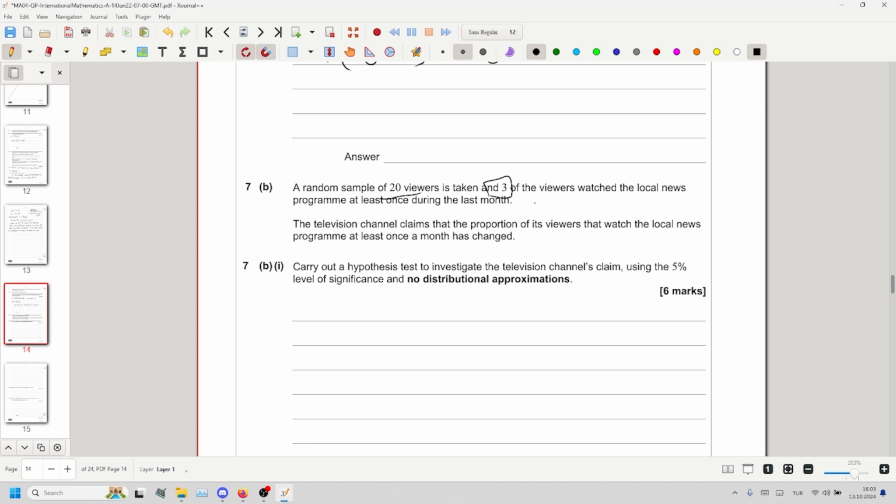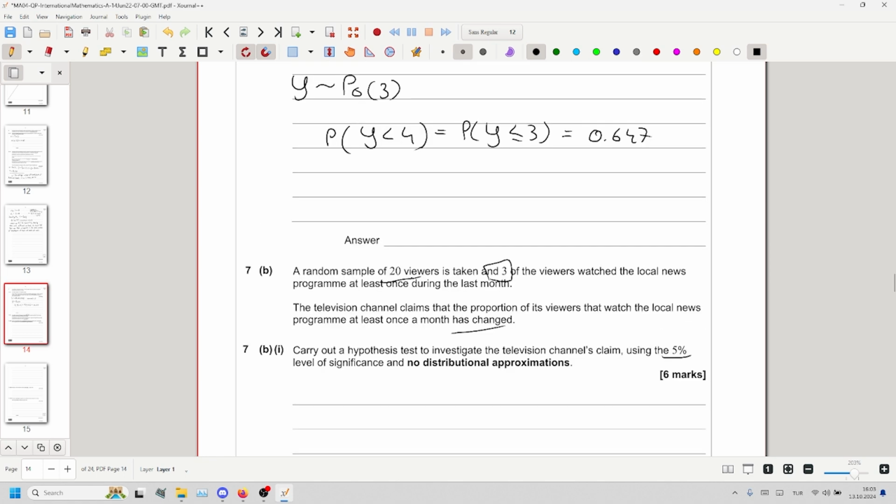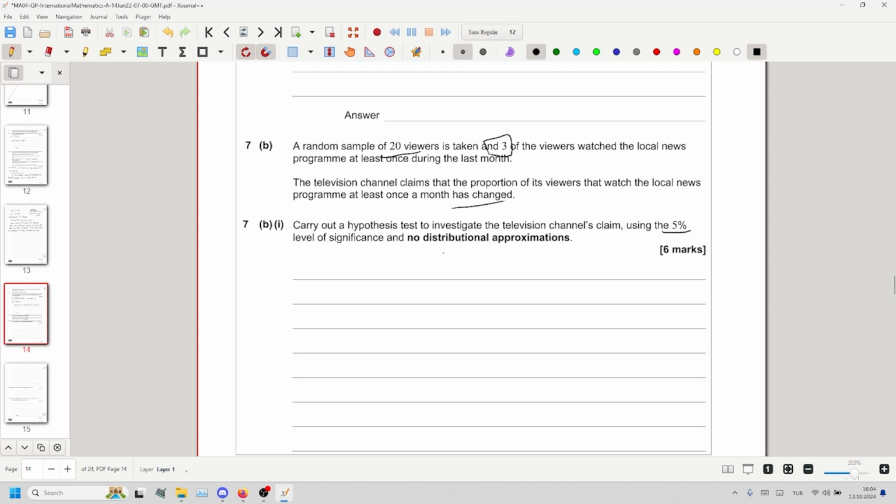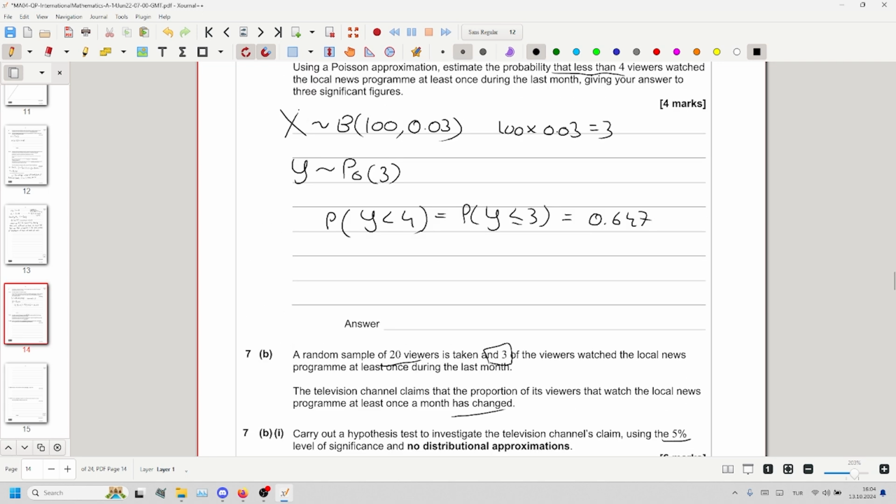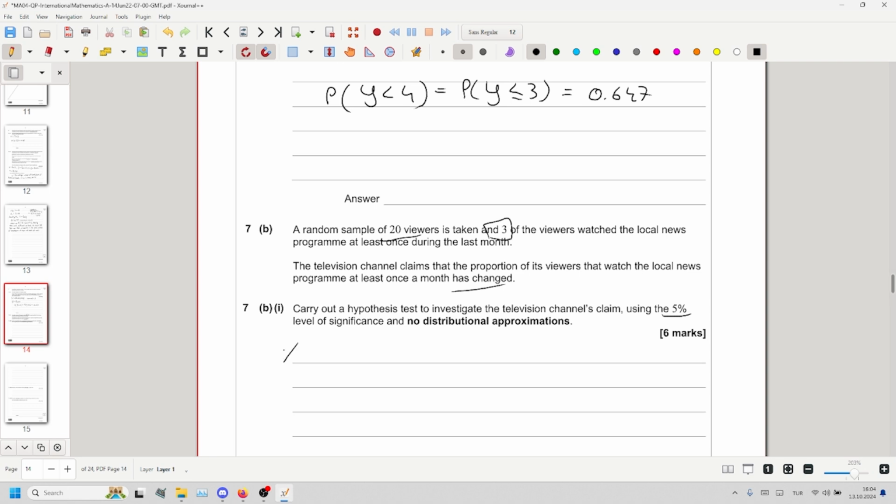So the television channel claims that the proportion of its local news has changed. So it's important. This is a sign that we're going to be doing a two-tailed test, and it asks us to do a 5% level of significance test with no distributional approximations, meaning we have to do a binomial test, right? So I'm just going to ignore this question and say that X is going to be our random variable, our test statistic, the number of viewers who watched the local news in the sample of 20. So that's going to be binomially distributed with 20 and probability 0.03.